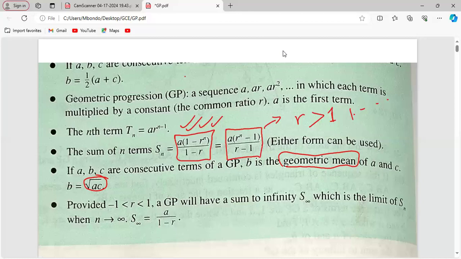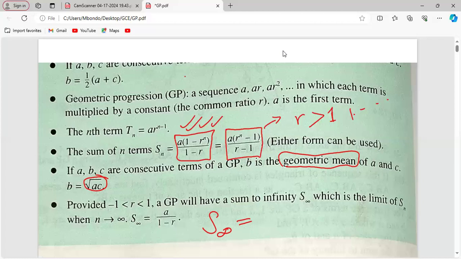And then we have lastly here, but not the least, the sum to infinity. Infinite is like we are looking at an endless kind of sequence. What is the sum?